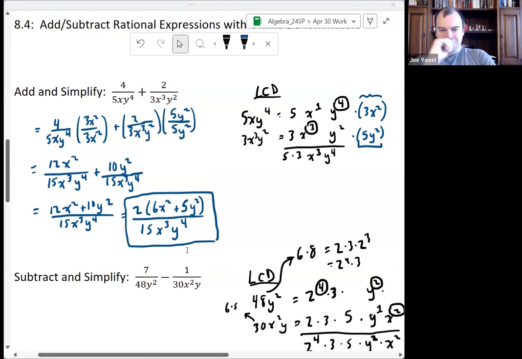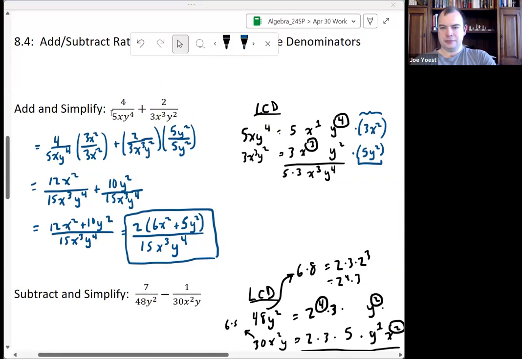Okay, let's discuss these two. So for our first one, we have denominators of 5x y to the fourth and 3x cubed y squared. So the first thing we want to do is find an LCD, a lowest common denominator. And we look at 5x y to the fourth, and we have a factor of 5, a factor of x to the first power, and a factor of y to the fourth power. And 3x cubed y squared, we have a factor of 3, x cubed, and y squared. So nothing super big that we need to do in this first step.